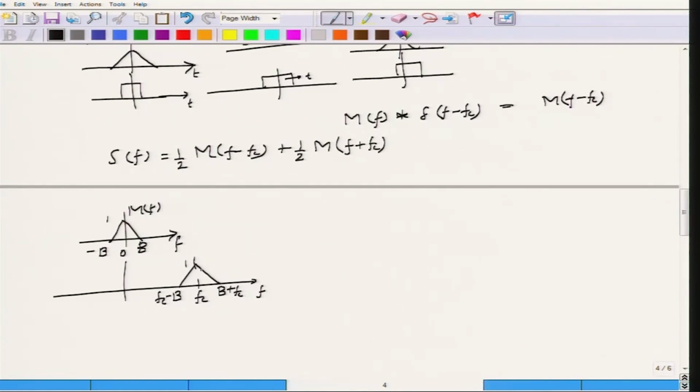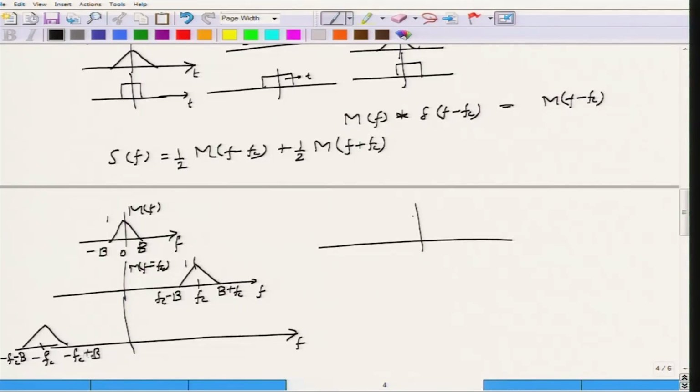So this is m of f minus fc, and m of f plus fc would be a function which would be shifted to the left, which will now be centered at minus fc and will be at minus fc plus b, minus fc minus b. When you combine these two, what you get is this s of f, when you also change the amplitude from 1 to half. So, you get a spectral half located at fc, the other spectral half is located at minus fc, this has a value half, this has a value half, this is your signal s of f.